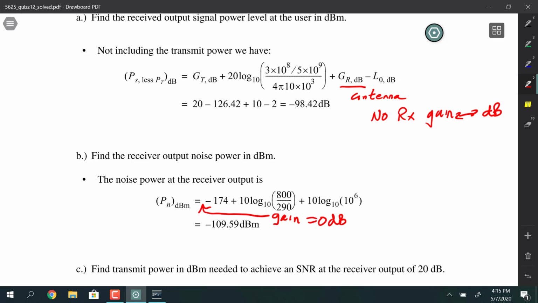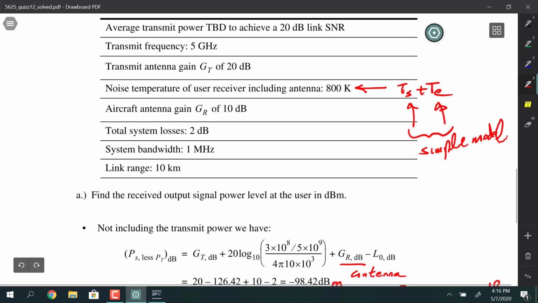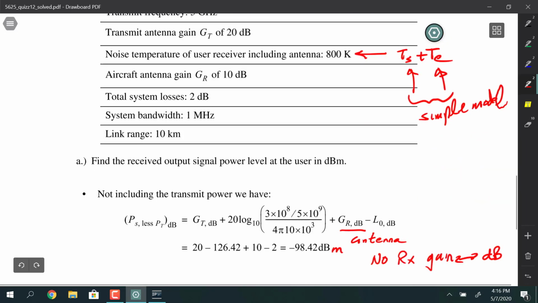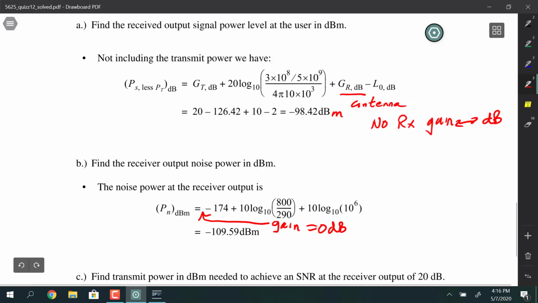So this should be dBm. No, let's see. That should be dBm because I was given dBm. No, what am I doing wrong here? Less power transmitted in dB, so no, that's right. It's not a dBm on there. This is just how much path loss you have in getting from the transmitter to the receiver. So it's just dB of path loss.